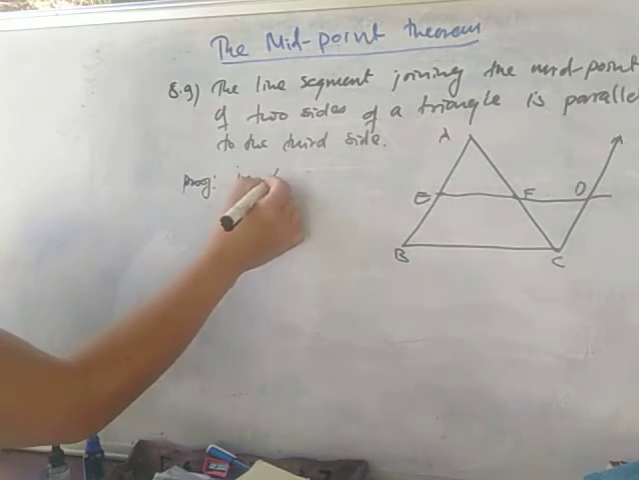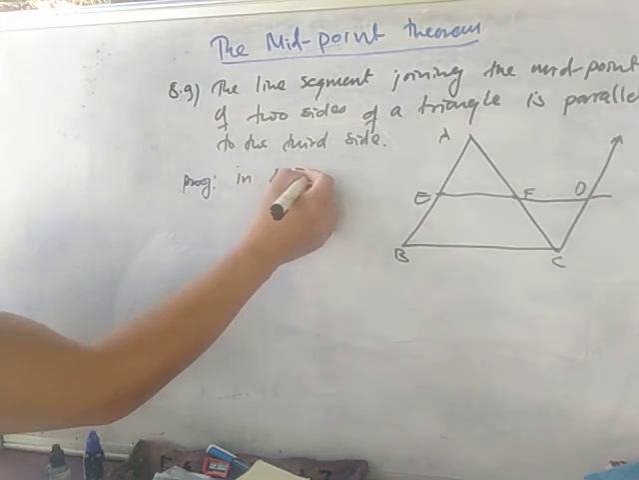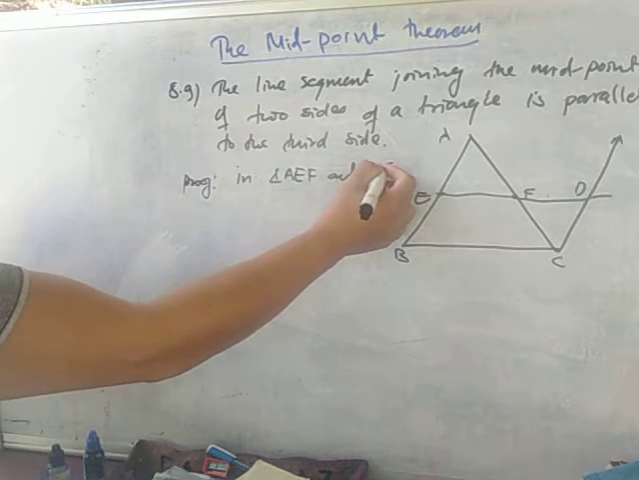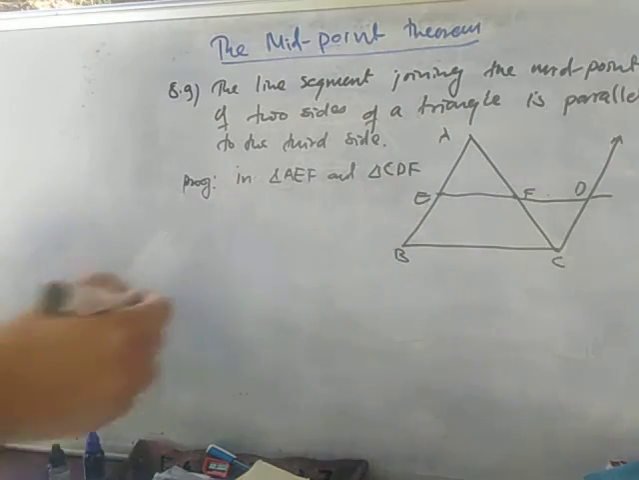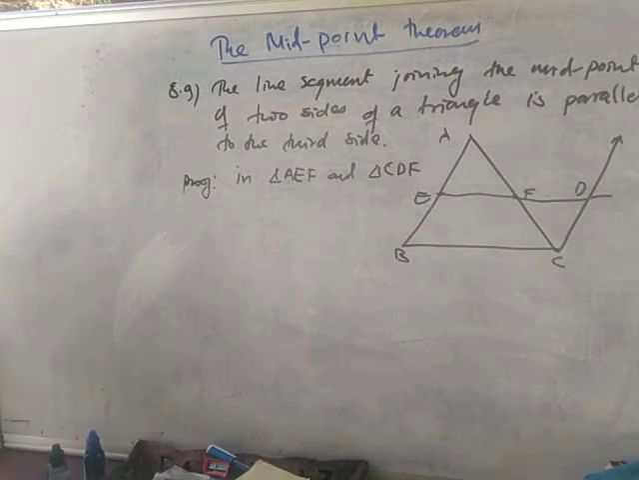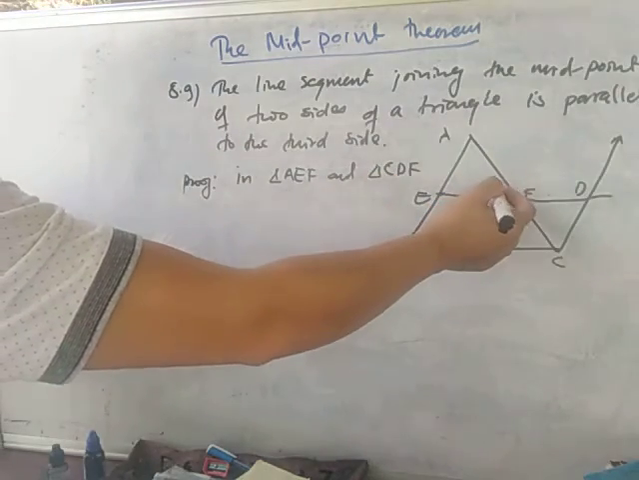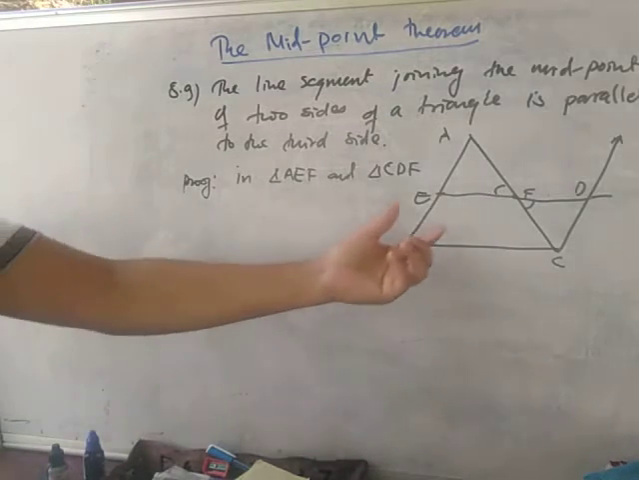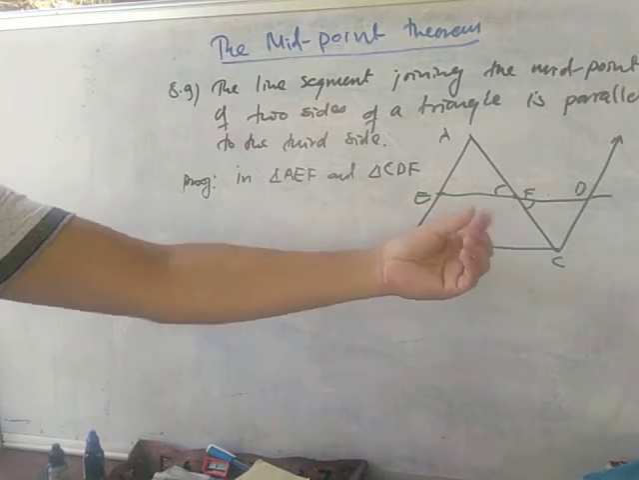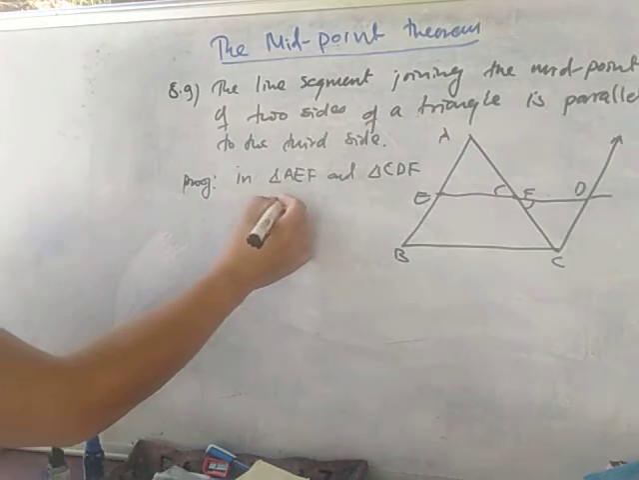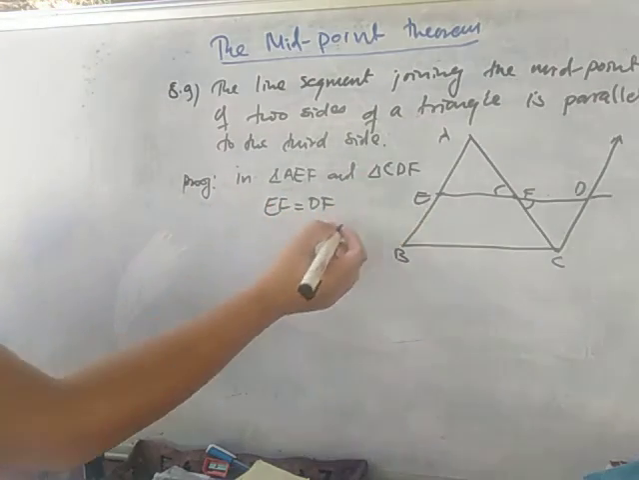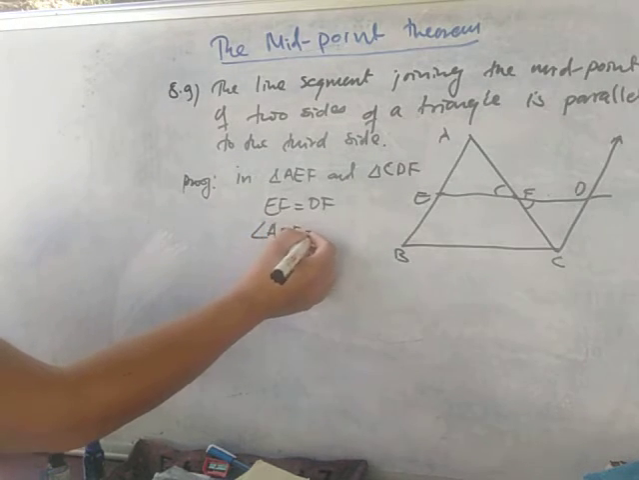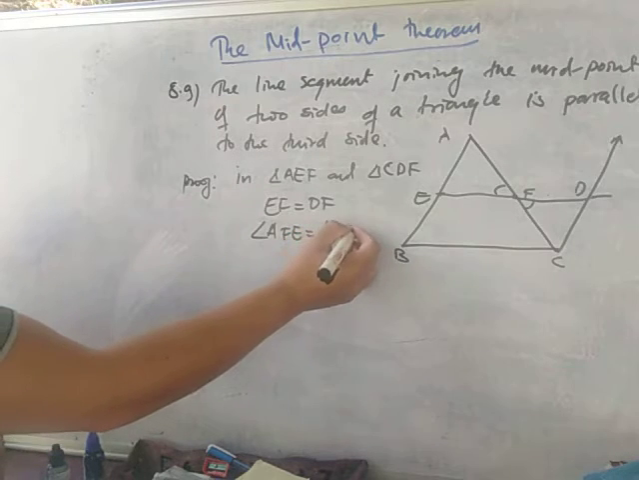In triangle AEF and triangle CDF, see, these angles are equal, isn't it? Yes or no? And EF equals DF. Write down EF equals DF. These two are equal. Then angle AFE equals angle DFC. Right.